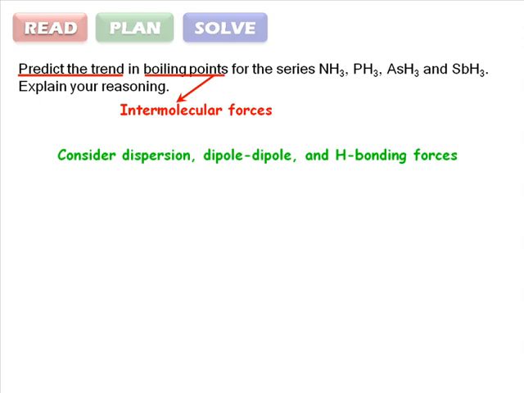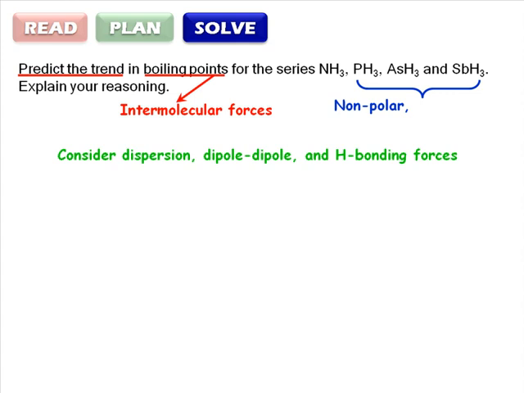Okay, solve. First, let's take a look at dipole-dipole forces. If we look up the electronegativities of nitrogen, phosphorus, arsenic, and antimony, and compare them to hydrogen, we find that phosphorus, arsenic, and antimony have approximately the same electronegativity values as hydrogen. So PH3, AsH3, and SbH3 will all be essentially nonpolar.